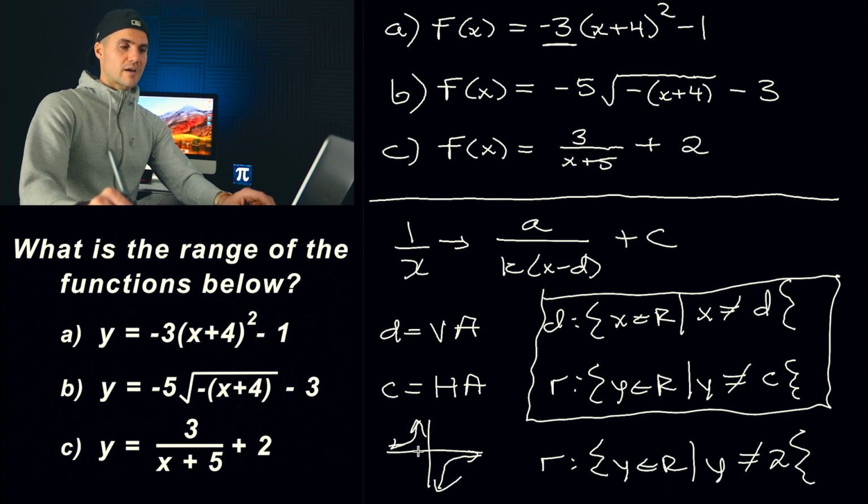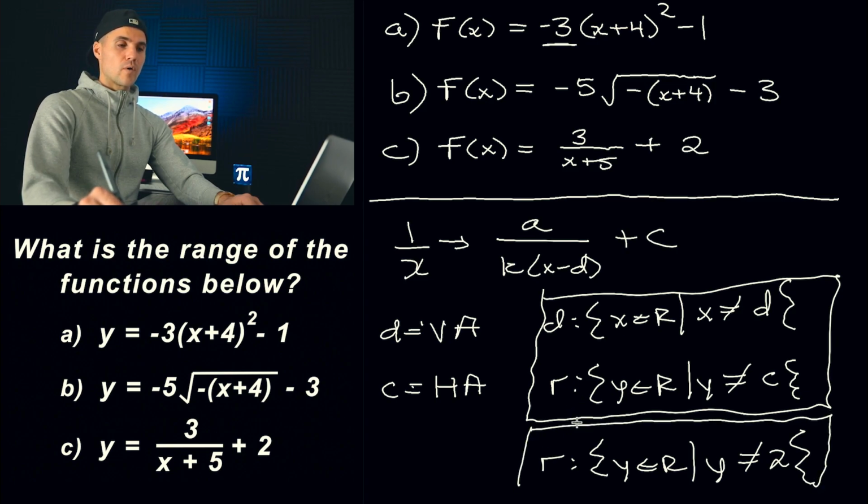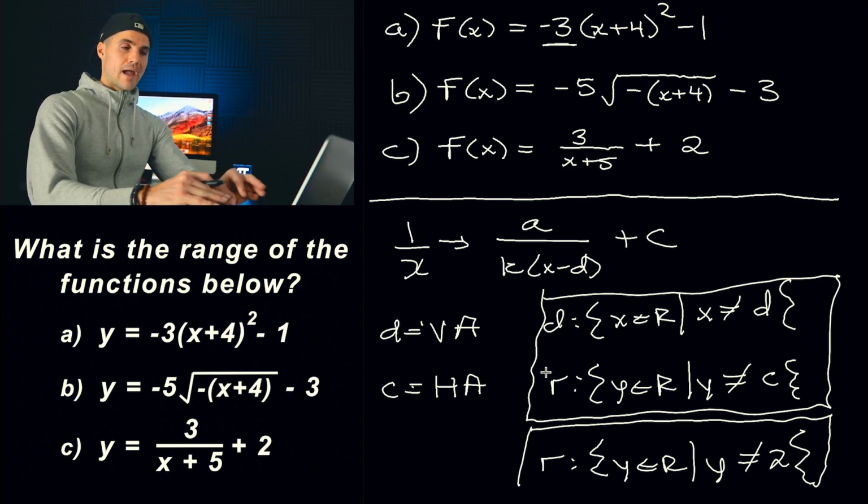Notice the range is not going to be affected. The horizontal asymptote is still going to be the same. Vertical asymptote is going to be the same. So whether the a value is positive or negative, or the k value is positive or negative, doesn't affect the domain and range for a reciprocal function specifically. The only thing that affects those is the d value and the c value. Okay, so the range for this last function is y cannot equal 2.